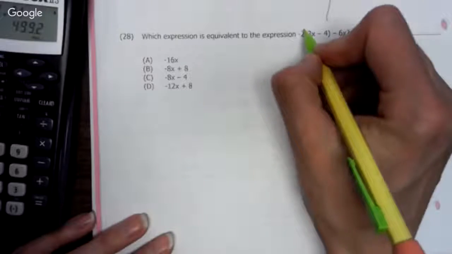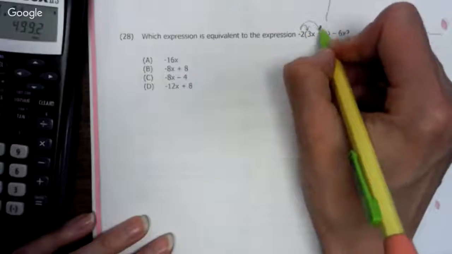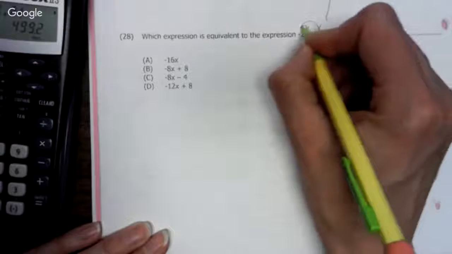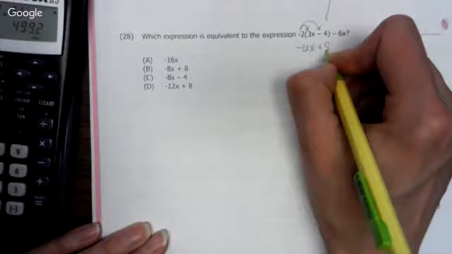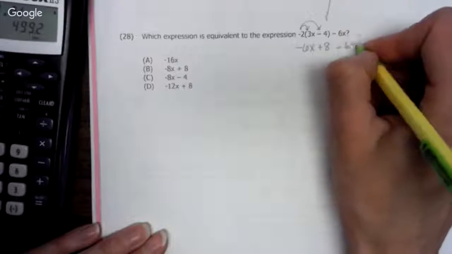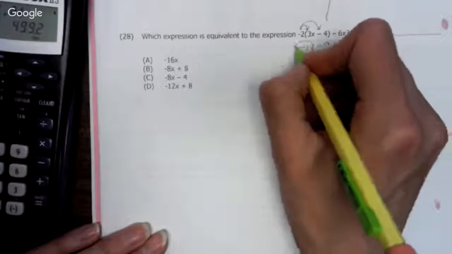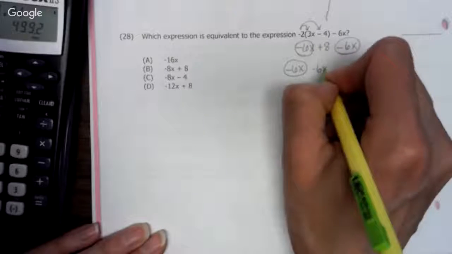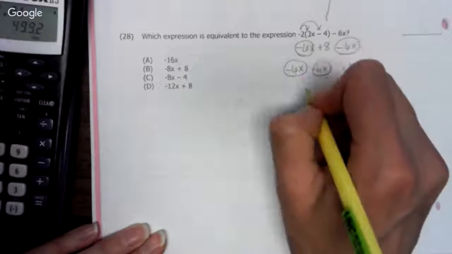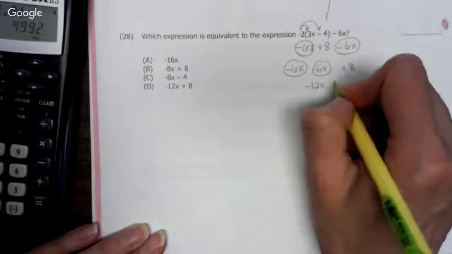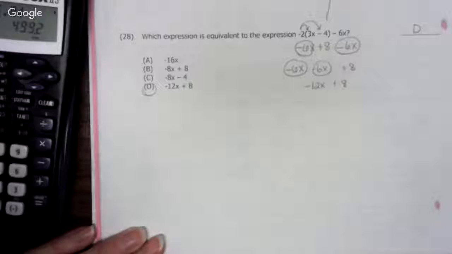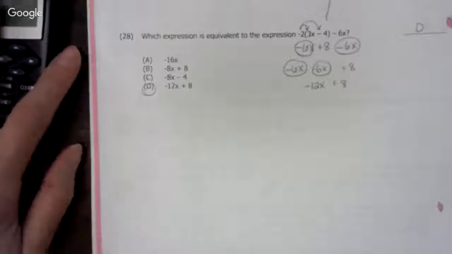All right, number 28. Let's evaluate this. So we're going to first distribute, number outside of a parentheses. -2 times 3 is -6x. -2 times -4 is +8. Now we're going to combine like terms. So I have two -6x's. So -6 and -6 is -12x plus 8, which would be choice D. So distribute first, then combine like terms.